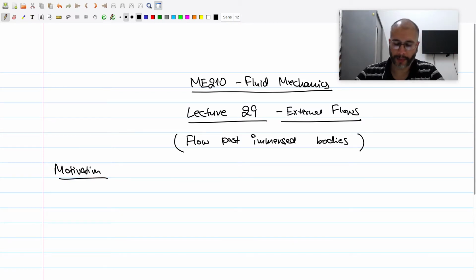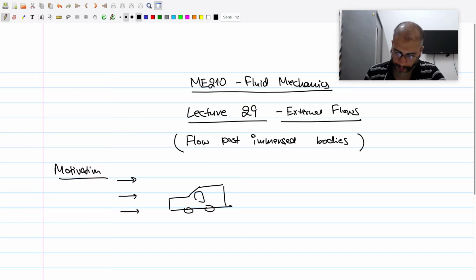So let's take an example. In this case, we have a car. The car is moving to the left, so we can assume that relative to the car there is a flow from right to left. The car is moving with the velocity capital U. What we are interested in as engineers here is to find the net force acting on the car because of the air drag.